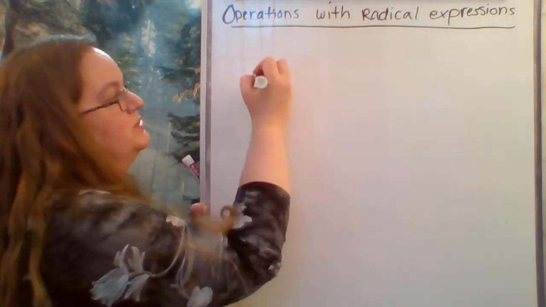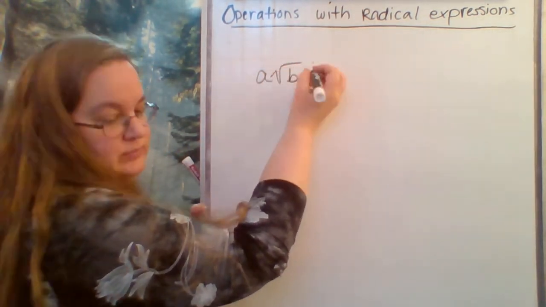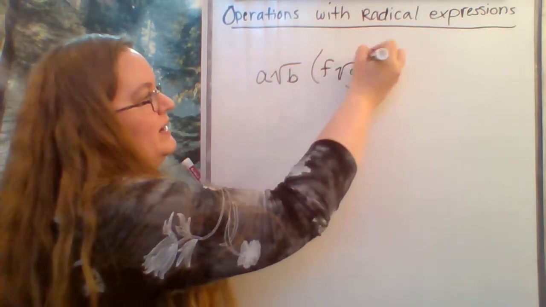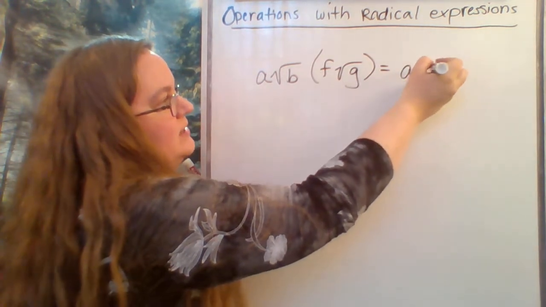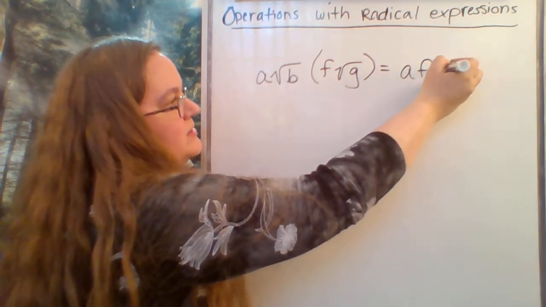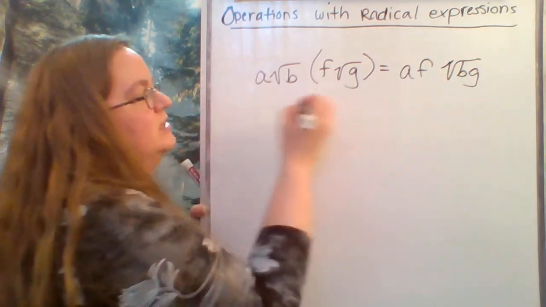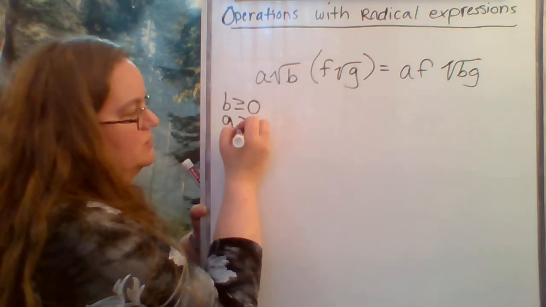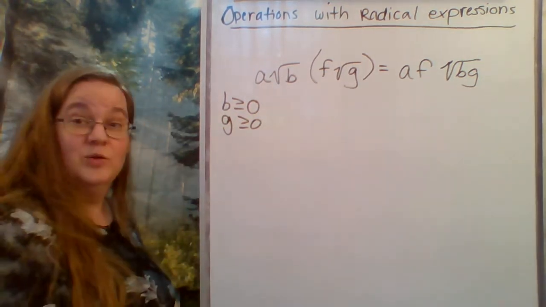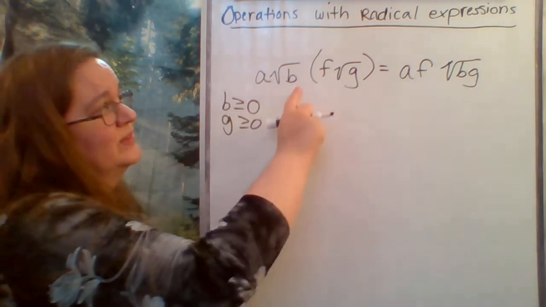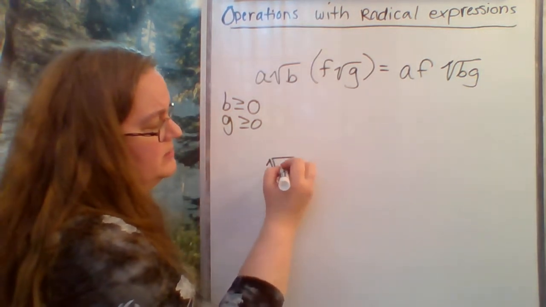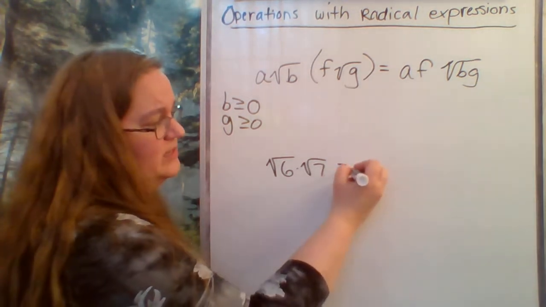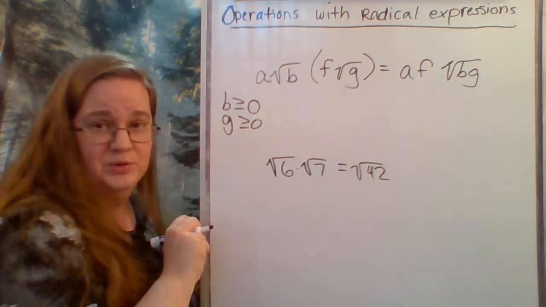So if I take a look at multiplication, okay, again, as you're looking at the official math here, a times f times the square root of b times g, and again, b is going to be greater than or equal to 0, and g as well. Okay, fancy math saying, you remember from the previous assignment that we could multiply those two together, and that would be like the square root of 42, and we're cool with that.